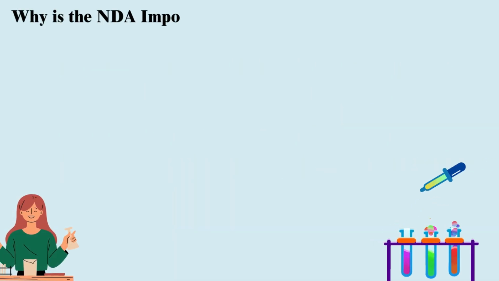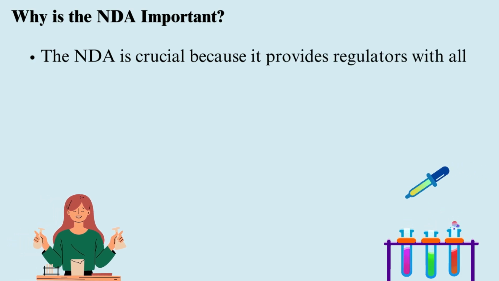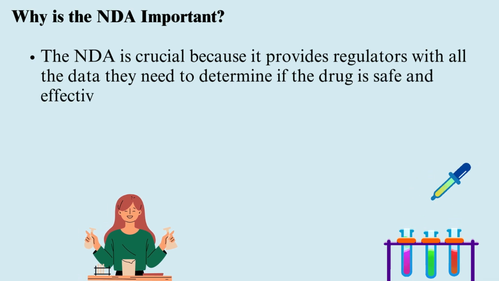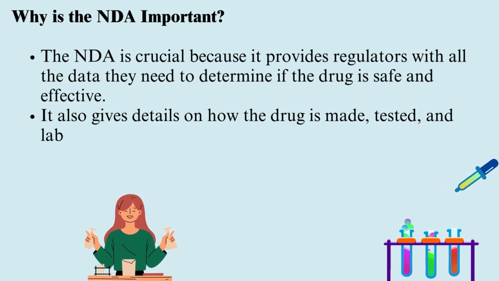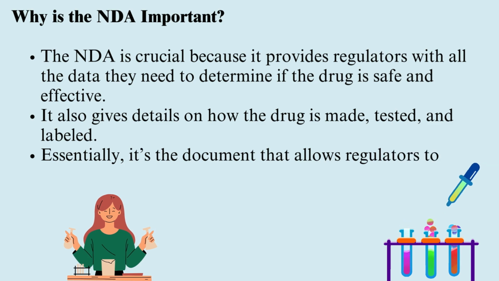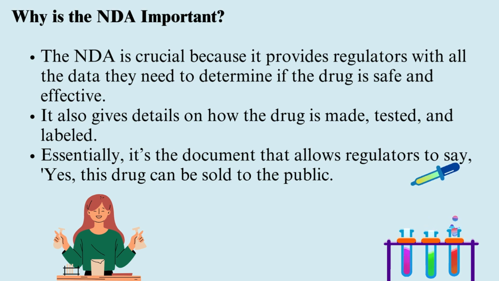Why is the NDA important? The NDA is crucial because it provides regulators with all the data they need to determine if the drug is safe and effective. It also gives details on how the drug is made, tested, and labeled. Essentially, it's the document that allows regulators to say, yes, this drug can be sold to the public.